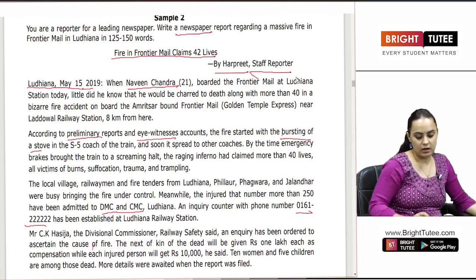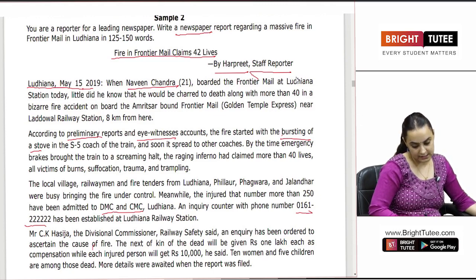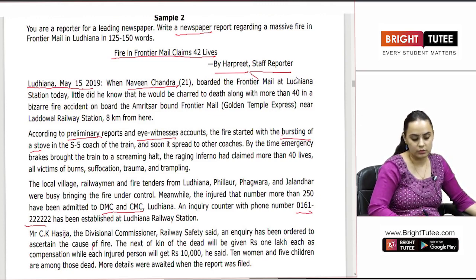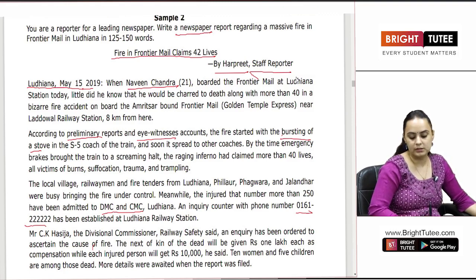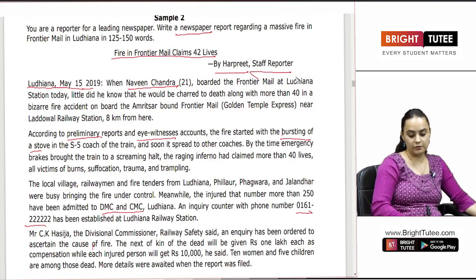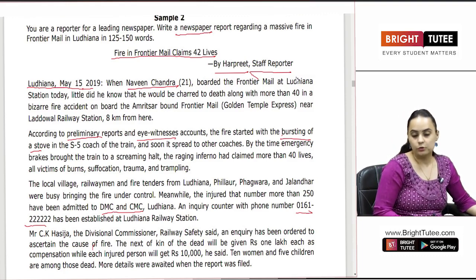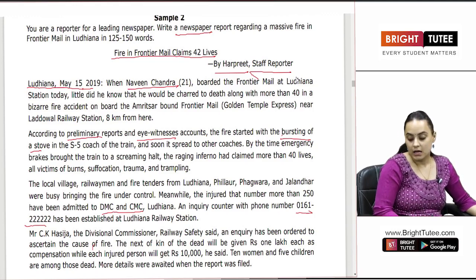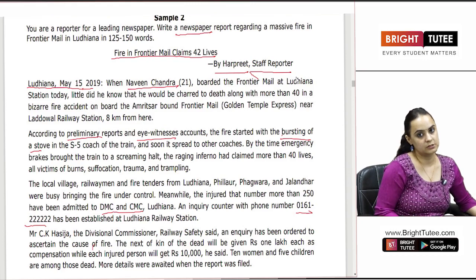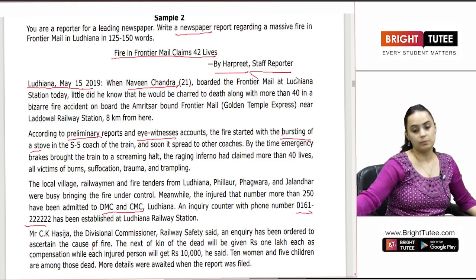Mr. C.K. Hasija, the Divisional Commissioner, Railway Safety, said, an inquiry has been ordered to ascertain the cause of fire. The next of kin of the dead will be given rupees 1 lakh each as compensation, while the injured people will be given rupees 10,000. So, those who are dead, their family members will be given a compensation of 1 lakh each, and those who are injured will be given 10,000. 10 women and 5 children are among those dead. More details were awaited when the report was filed. So, there are more details which are in the pipeline.